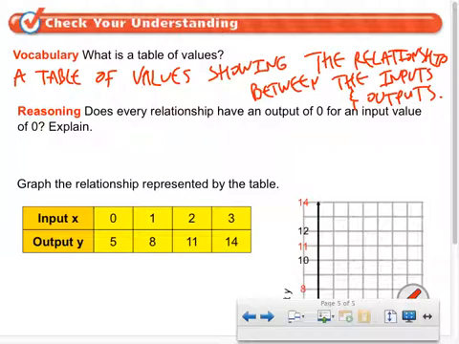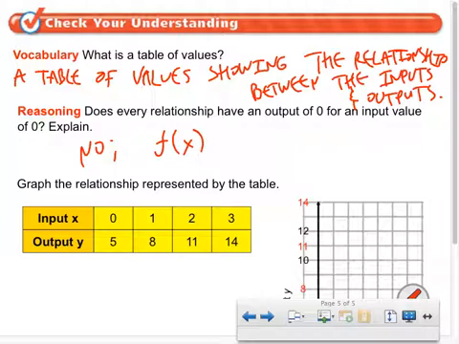Okay, now if you have your line going up, for every x you get and you increase, your y's increase, that's a positive relationship. You guys understand? If for every x you put in, your y's drop, that's a negative relationship. We're going to get to that later. Okay, does every relationship have an output of 0 for an input of 0? No, because remember, it doesn't always cross through 0, 0.